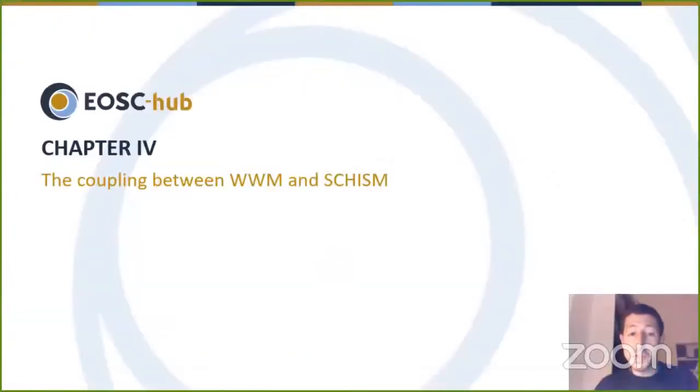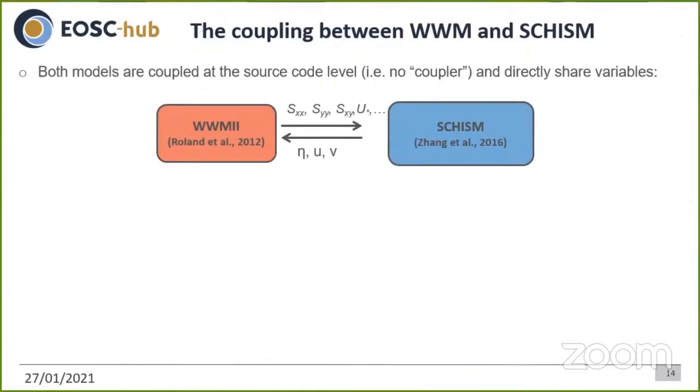Last section, the coupling between the wind wave model and SCHISM in the framework of OPENCOAST. Both models are coupled at the source code level, which means that there is no coupler, and they directly share variables through memory. The wind wave model will provide SCHISM with fields of radiation stress, we'll see in the next slide, friction velocity, for instance, while SCHISM will provide the wind wave model with fields of surface elevation and velocity along x and y.